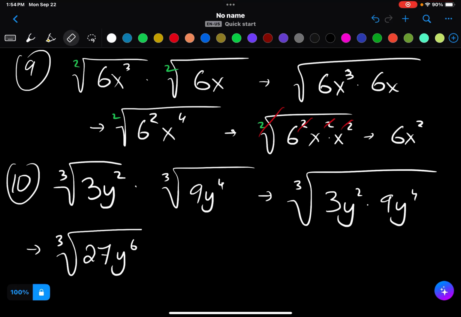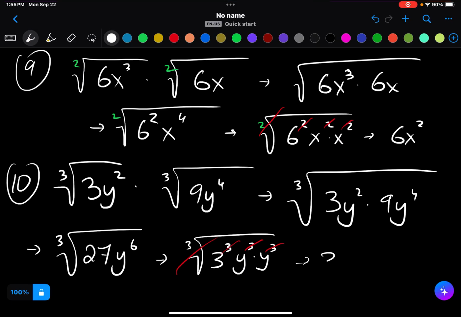Now I want things that are power 3 to cancel with the power 3 radical. And 27 can be written as 3 to the 3rd power. And the y to the 6th, I can split that into 2y to the 3's. And this way, everything cancels out, leaving you with just 3y to the 2nd power. And that is number 10. Let me know if any of you questions. Pause this if you need to. And we're going to move on to number 11.